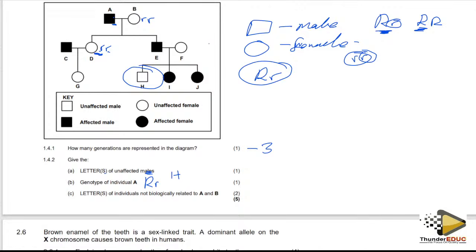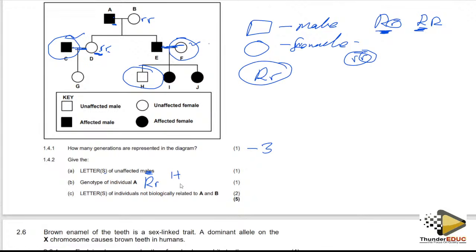Give the letters of individuals who are not biological kids for A and B. Where is A and B? In this case, this line means they gave rise to these two kids. This person C, and this person F. It shows that they just got married. You see, they just got married. So F and C are not biological children for this.